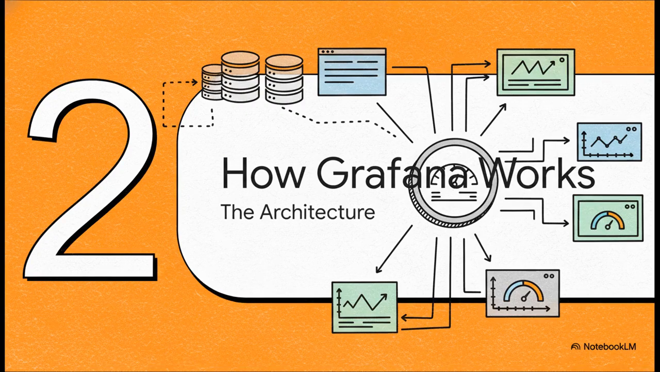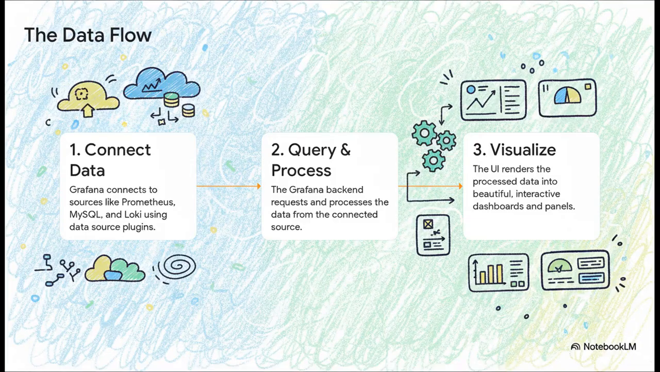Okay, so how does it actually pull this off? You might be thinking the technology behind this must be incredibly complex, but the architecture is surprisingly elegant. It's actually pretty straightforward. Let's break it down. It really just boils down to a simple three-step flow. First, you connect your data sources using plugins. Easy enough. Then, Grafana's backend, think of it as the engine, goes out and queries those sources for the information you ask for. And finally, the UI, the front end, makes it all look good. It renders that data into the awesome graphs and charts you actually interact with. This clean separation is the secret sauce. It's what makes Grafana so powerful and flexible.